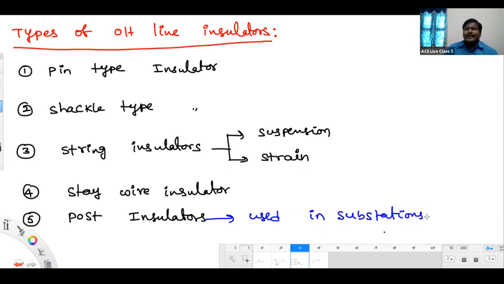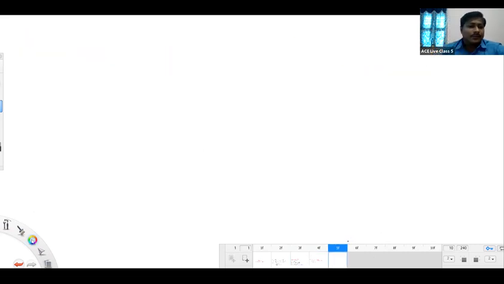Now we will think about these three briefly: pin type, shackle type, and stay wire. Our main concentration will be on the string insulator, string efficiency calculation, and how to improve the string efficiency of it. So the first one we are going to take up is the pin type insulator.